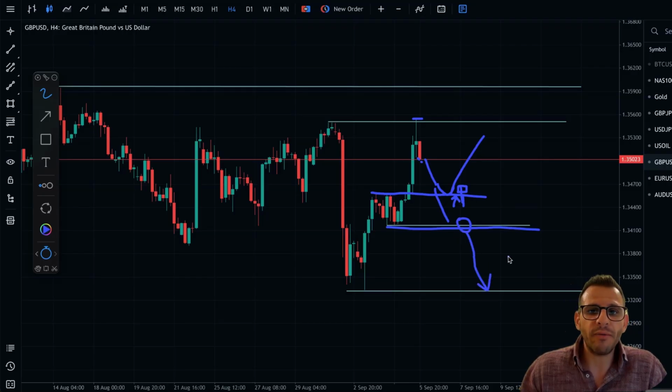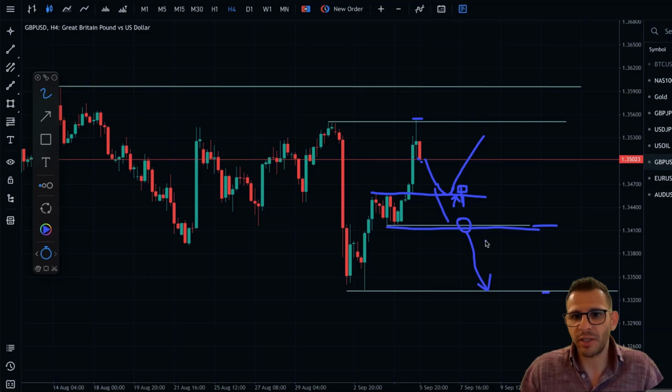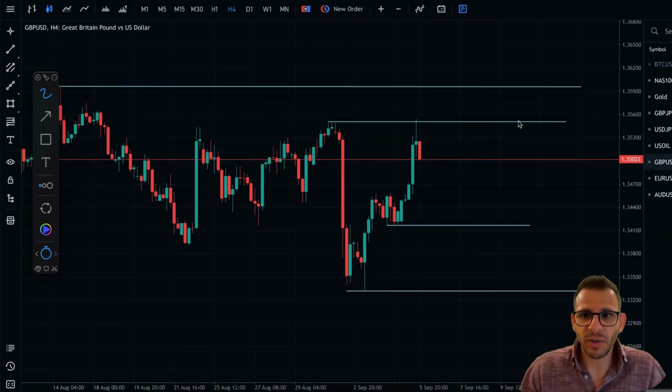On the lower time frames, there will be enough room to trade from this level to that level, capitalizing on the trends. So the relevant levels for the Great British Pound US dollar: this recent resistance, this new resistance in case of a push to the upside, and these two support levels. These are the key zones.